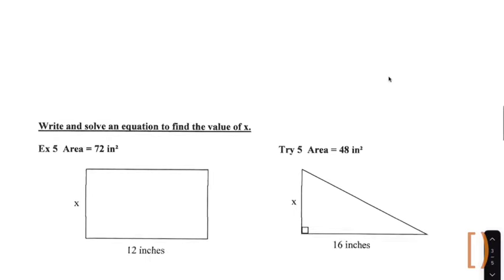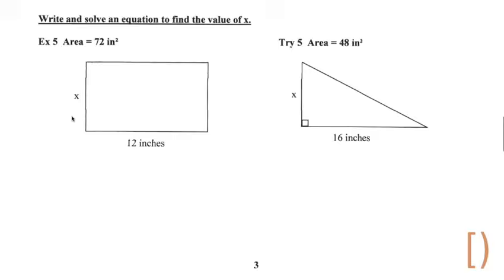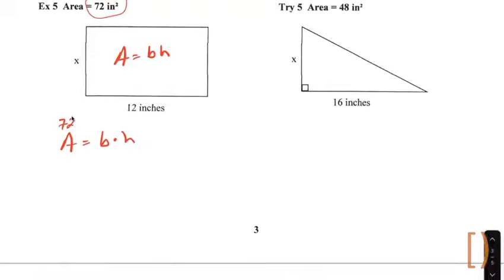Okay, last thing, just real quickly. What if it's kind of like a word problem? They're telling us the area of this rectangle is 72, and they want us to figure out what x is. I'm doing this because I want you to do a little review. Area of a rectangle is base times height, or length times width. So we have area equals, let's say, base times height. We have the area, 72. We have the base, we'll call 12 the base, and the height is x.